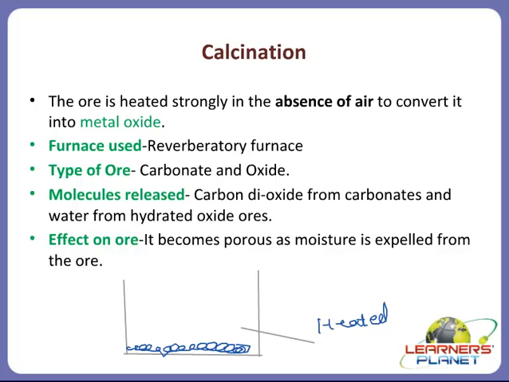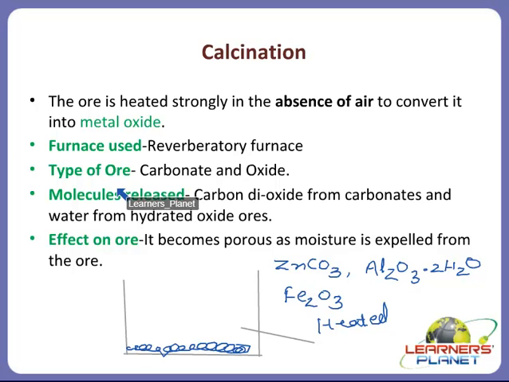Whatever ore you have taken, you can take your zinc carbonate, or you can take bauxite, that is Al2O3·2H2O, in the absence of air, or you can take hematite, that is Fe2O3. So basically this process is for carbonates and oxide ores. The types of ore for which calcination is done are carbonates and oxides.